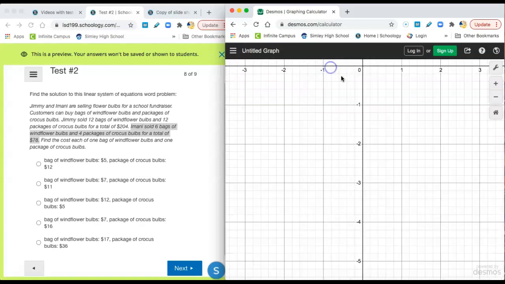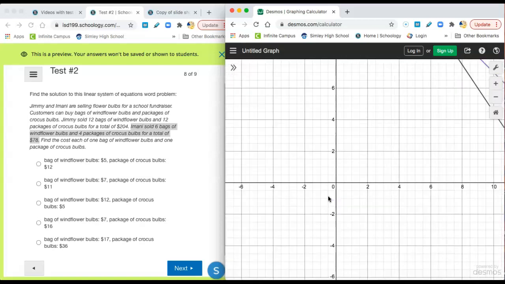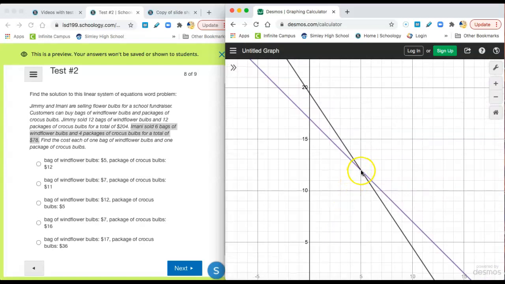Close this. Let's find out where they intersect. Where is it? I got to scroll out and try to find it. There it is up there. All right, see where they intersect? If I click on there. All right, that means the wildflower bulbs were $5 and the crocus bulbs were $12. That's what that means, okay?